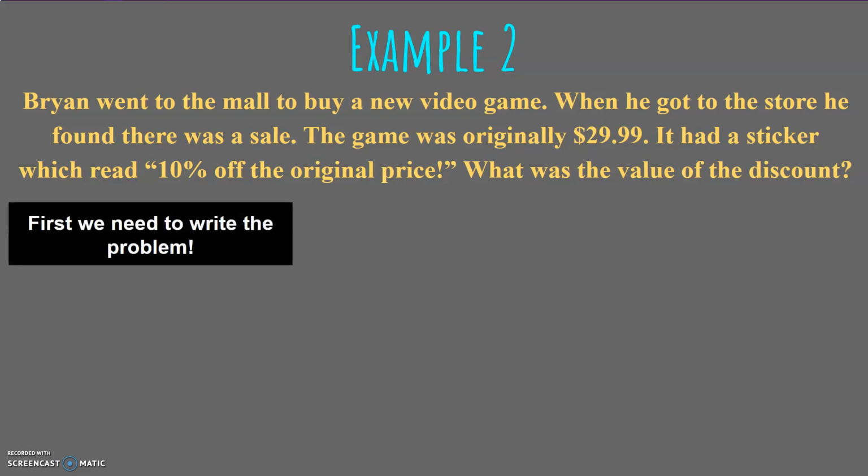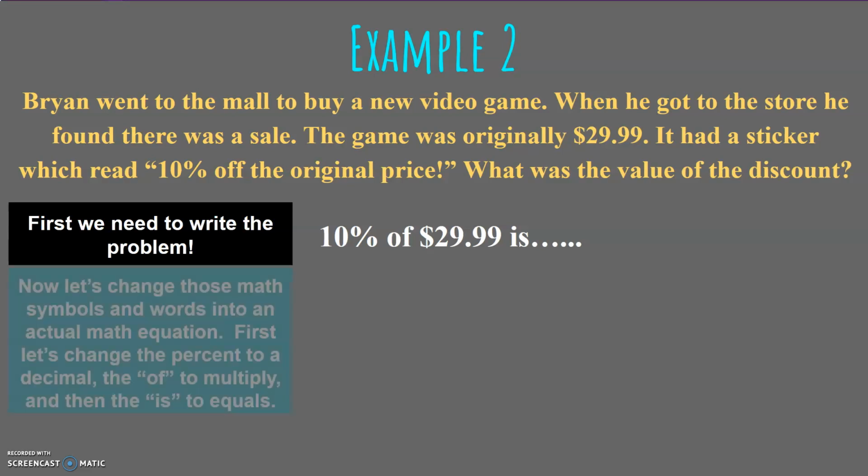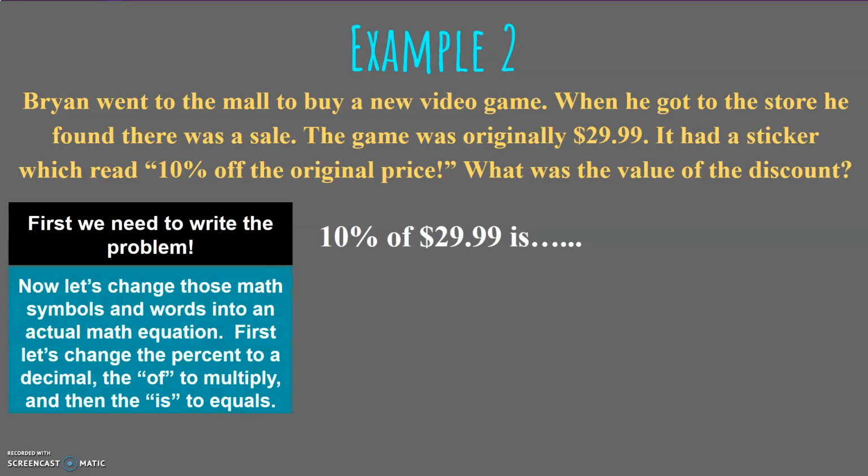First, as always, let's write the problem out. We're trying to find 10% of $29.99. We've got some words and symbols there. Let's change them to some mathese. Percentage becomes a decimal. Of becomes multiply. Is becomes equal. And we come out with this.